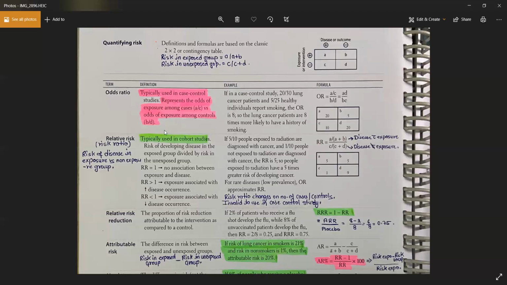Okay, you understand the odds ratio now? Yes. Okay. Yeah, very good.